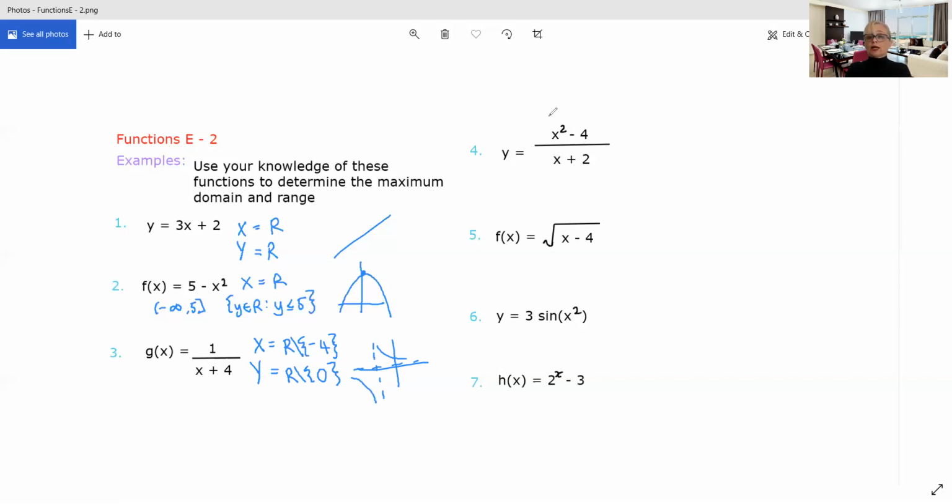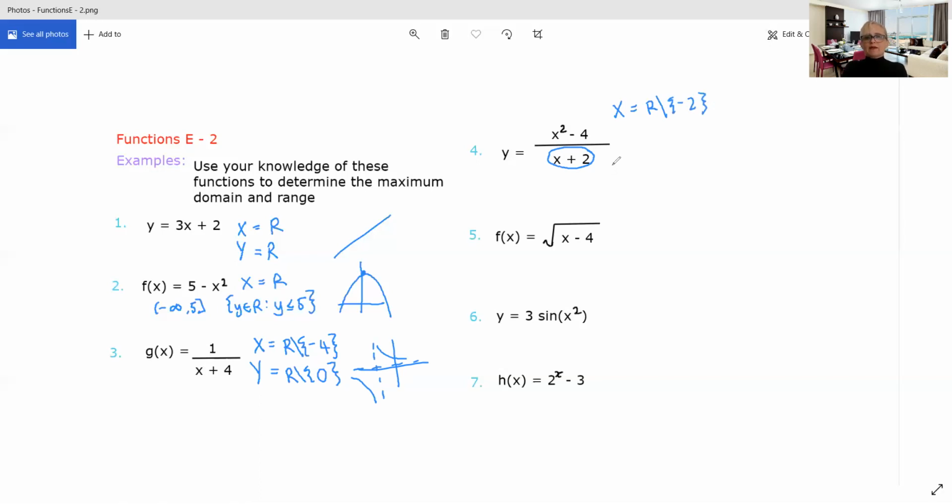This one here, okay, again, let's think about, we've got a rational function. We cannot have that denominator equaling 0. Everywhere else it should be fine. So your domain would be all reals except negative 2.